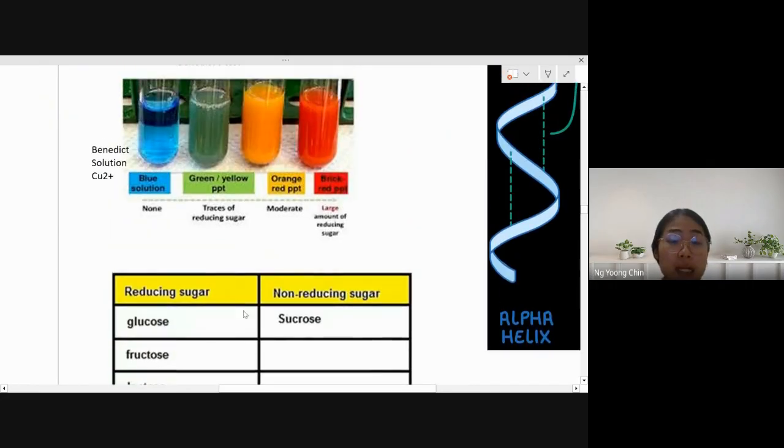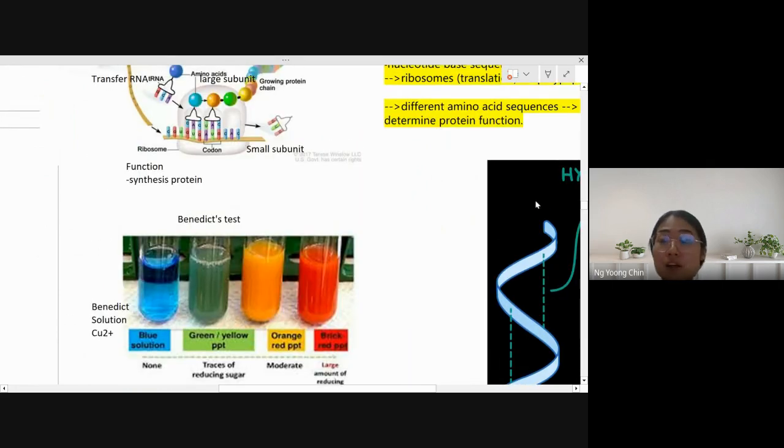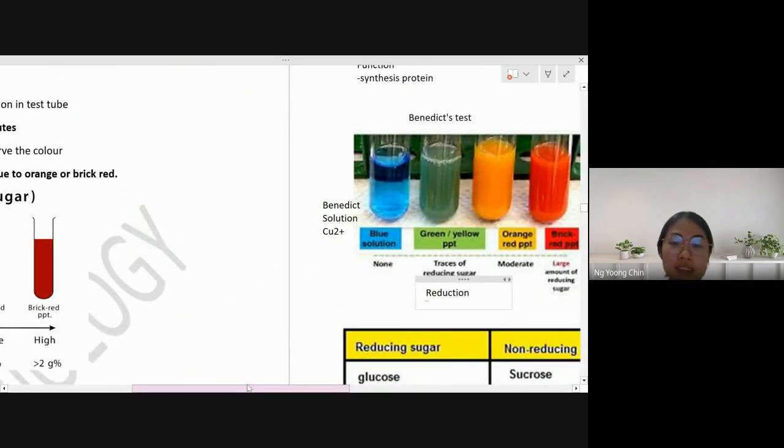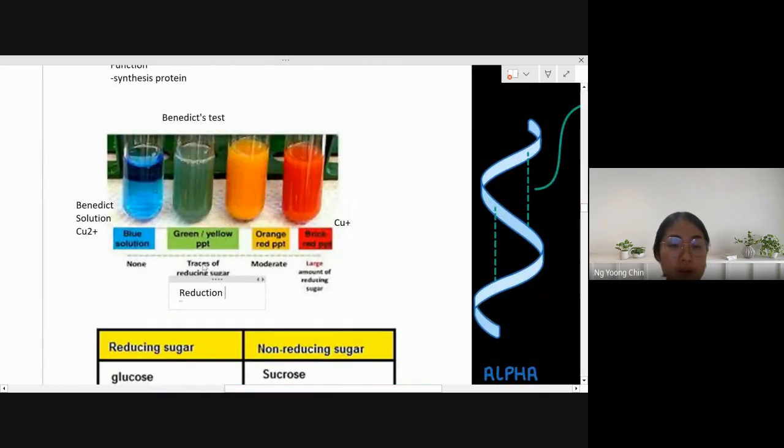So what can be done by this reducing sugar? If there's a presence of reducing sugars in the Benedict solution, which contains the copper 2 plus ion, they are able to reduce it, becoming copper 1 plus. Copper 1 plus, not 2 plus anymore. Oh, sorry, it's not undergoing reduction. I think they will undergo the oxidation, okay? Oxidation.